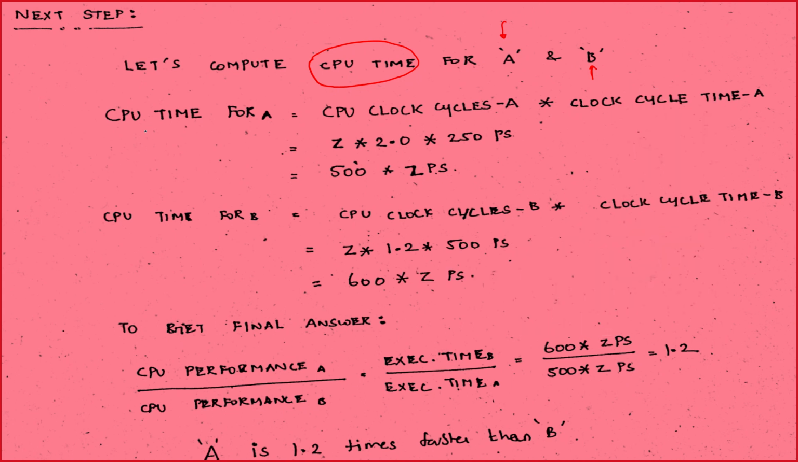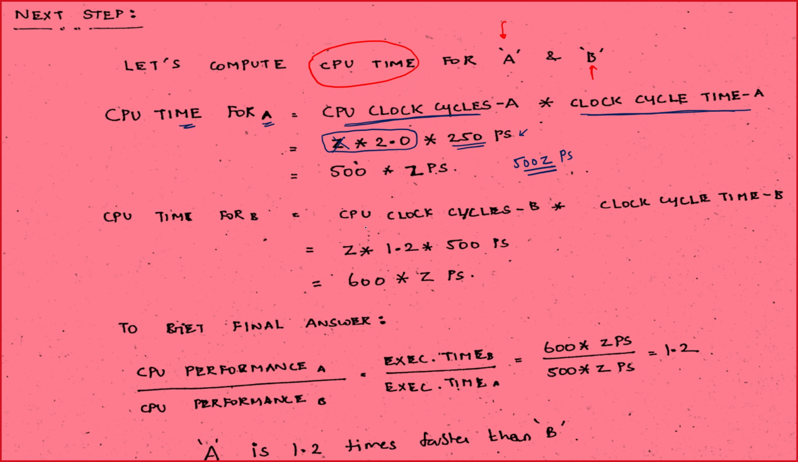So how do you compute that? CPU time for A is nothing but the CPU clock cycles for A into clock cycle time for A. This is what I told you some time back. So what are the CPU clock cycles for A? I have computed that as Z into 2.0, where I do not have to bother really about Z. Z into 2.0 into 250 picoseconds is the time that is required. So finally, I need 500 Z picoseconds for CPU A.